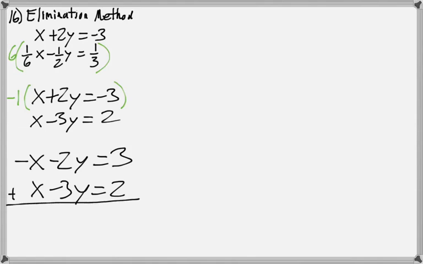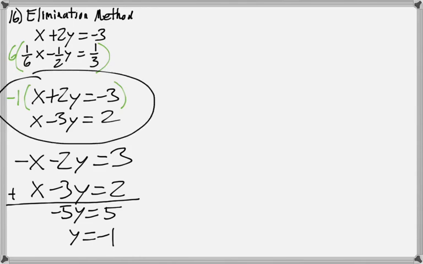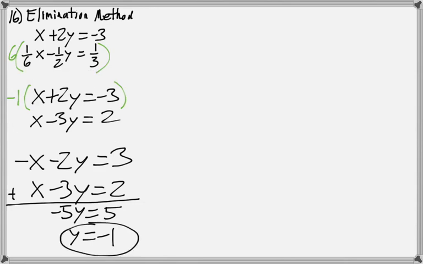And when you add these up, you should get negative 5y is equal to 5, and divide both sides by negative 5, and y is equal to negative 1. So again, we had to multiply by 6 to get rid of the fractions, just one of the equations. Then we had to multiply one of the equations by negative 1 so that the elimination would work out. Now we have half of our answer, and I need to plug that back into one of the original equations.